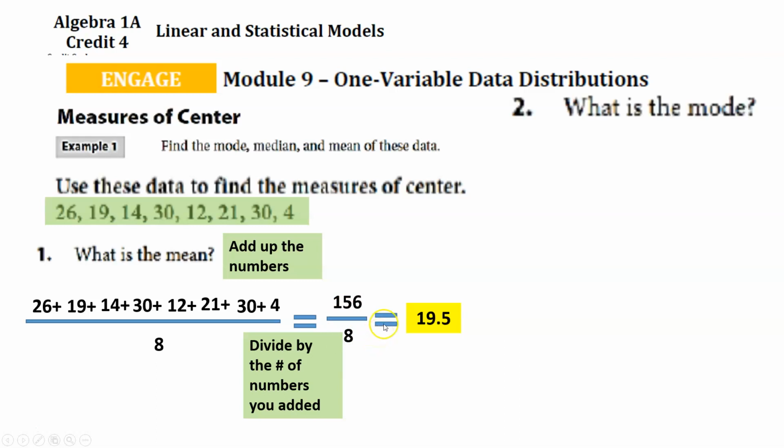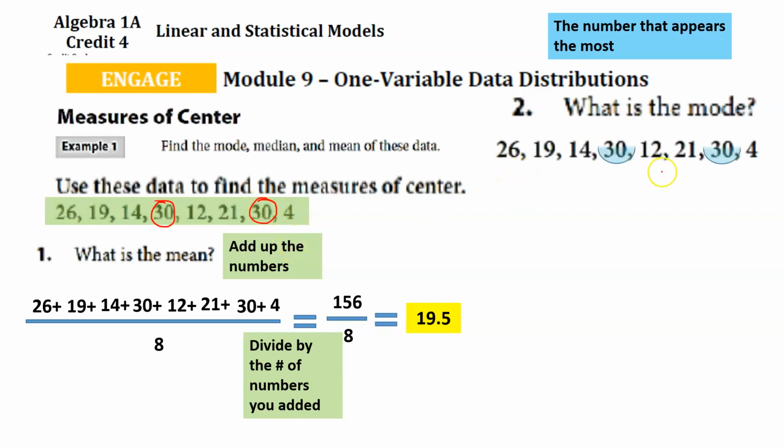So mode, it says what is the mode? So go ahead and take a moment and see which number appears the most. So I'm looking through these, I'm scanning. Let's see. Oh, I think, wait, 30 appears twice in the data. So, oh, there it is. Yes, thank you, computer. So the mode is 30.